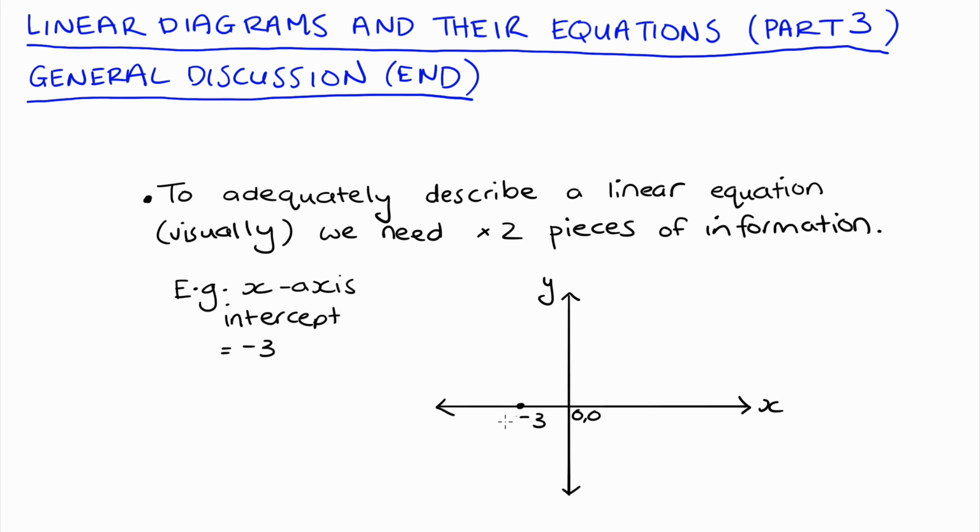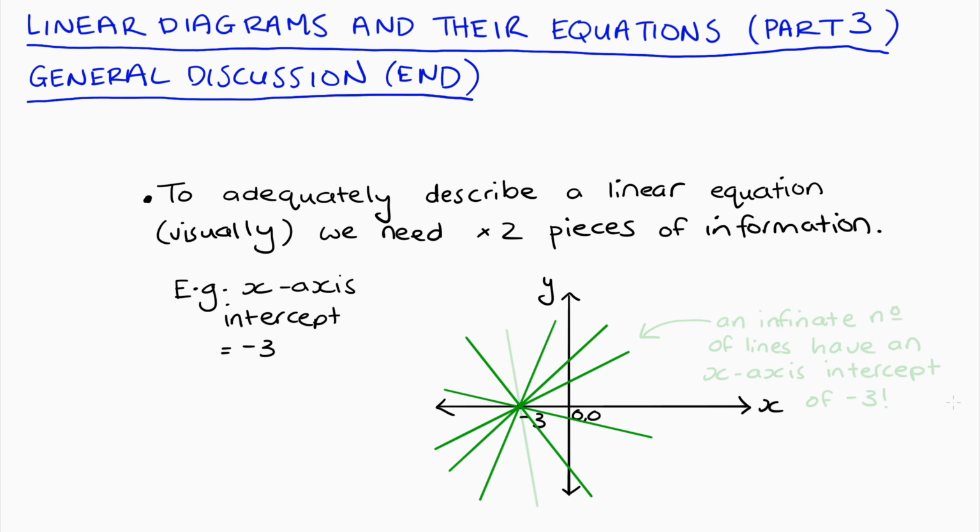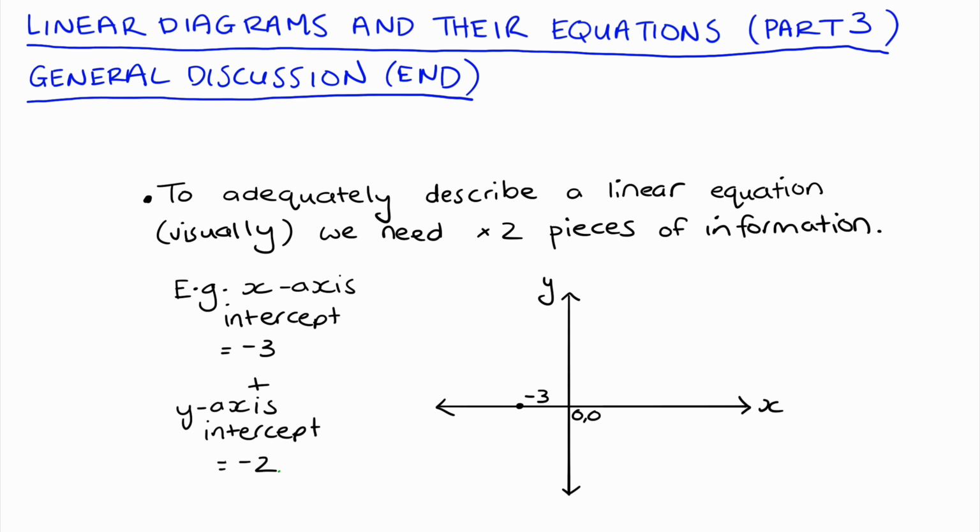To give you another example, if I only had the x-axis intercept, so if you said, well, the x-axis intercept of my line is equal to -3, well, actually there are still an infinite number of straight lines of which that is true. So this one, this one, this one, this one. But if you told me, in addition to this, that the y-axis intercept was equal to -2, then that allows me to anchor the shape of our line. So that's what it would look like.